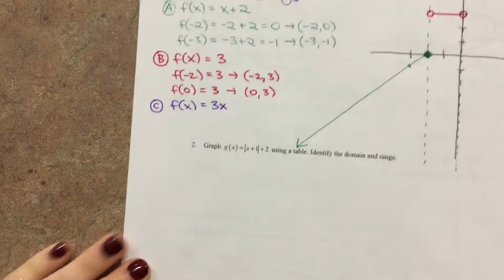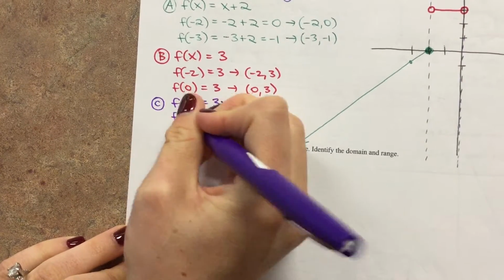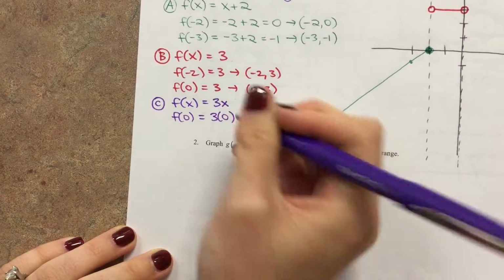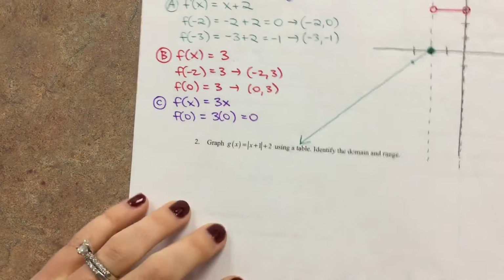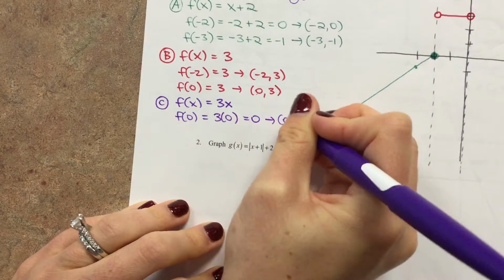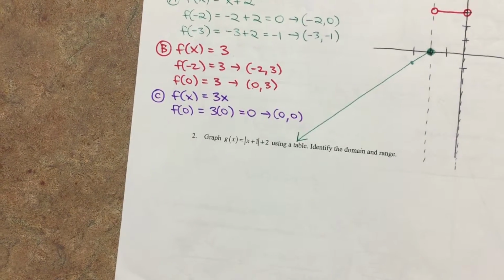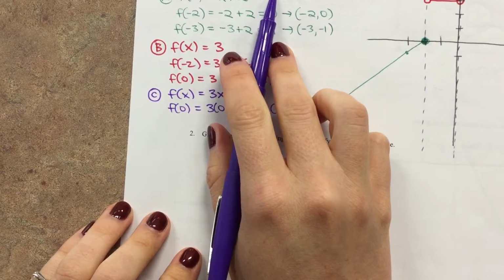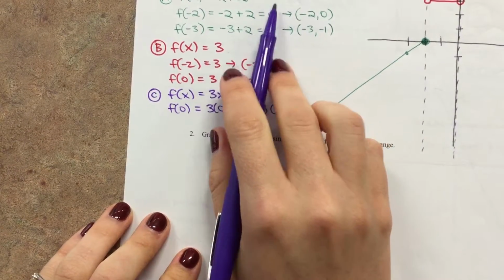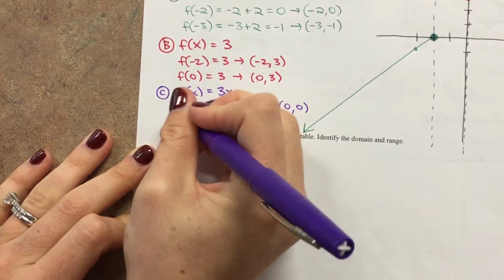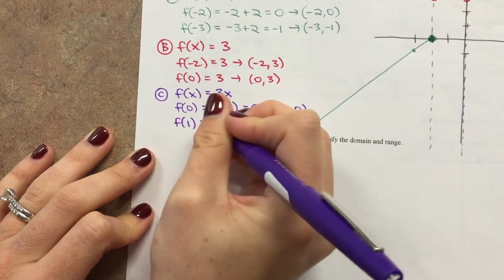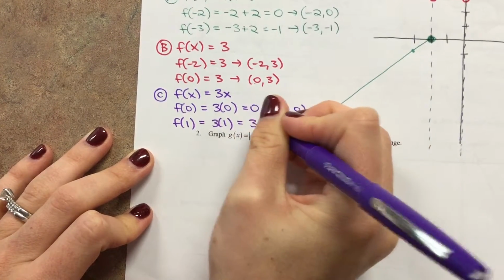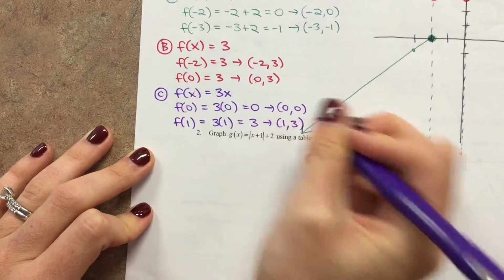Okay, so this one we start by plugging in the 0. So we're going to do f of 0, and that will just get plugged in for the x right here. So 3 times 0, which is 0. So that ordered pair just goes right through the origin. This is just 0, 0. And then pick anything else you want in this interval. 1. Okay, so good. 1 would definitely be in that interval. So we plug 1 in. So we have 3 times 1, which is 3. And so that means I'm also going to plot the ordered pair 1, 3.